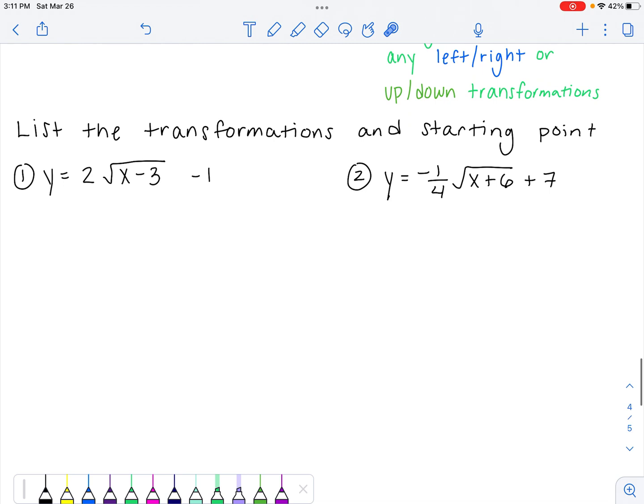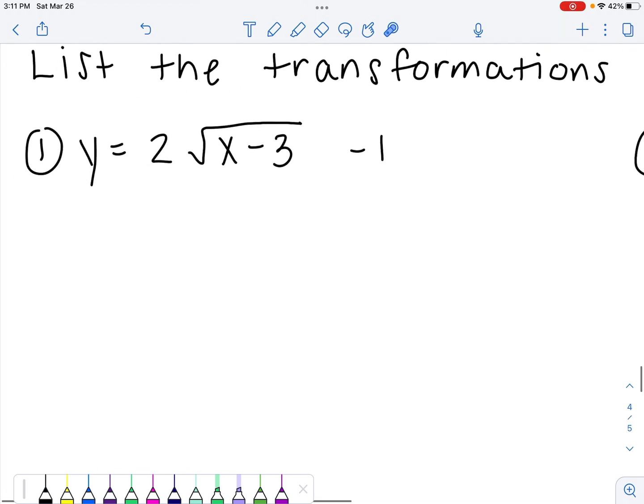We're going to list the transformations and starting point for these two equations. The first equation, y equals 2 times the square root of x minus 3, all minus 1. So our A value here is 2. Since we're multiplying by 2, and when we multiply by 2 something gets bigger, we're going to say that we have a vertical stretch of 2. In other words, the graph is going to be twice as tall as the original square root graph.